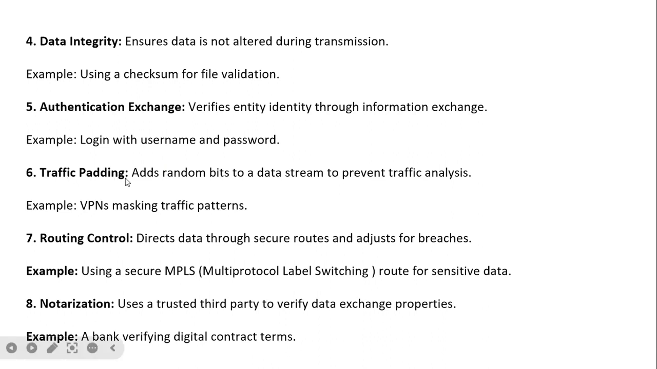Traffic padding adds random bits to the data stream to prevent traffic analysis. Here we can use a virtual private network for masking the traffic patterns. Routing control directs data through secure routes and adjusts for breaches. For example, we can use MPLS, that is Multiprotocol Label Switching, routes for sensitive data. Notarization uses a trusted third party to verify data exchange properties. For example, a bank verifying the digital contract terms.